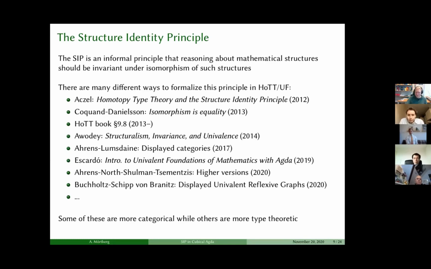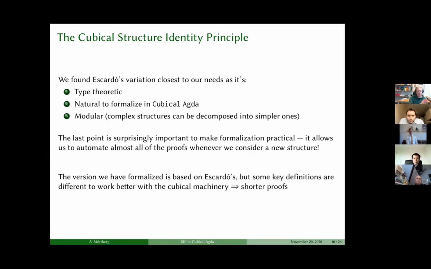And also his variation is very type theoretic. And like I said, it's already formalized in Agda, so it's natural to turn into a Cubical Agda version. And another point which I think is very important, which is also supported by other versions of the SIP, is that it's very modular, in the sense that if you have a very complex structure, like, I don't know, an R-module, for example, which is built out of many different structures, then you can really decompose the proof and prove it for all the small pieces that go into the structure. So it's really kind of a divide and conquer approach.